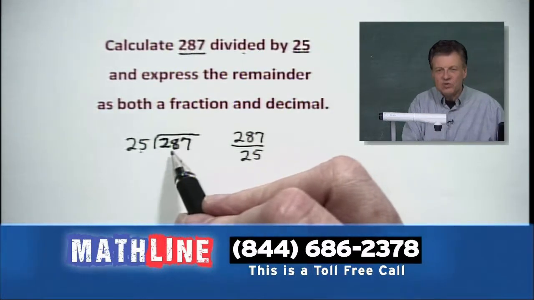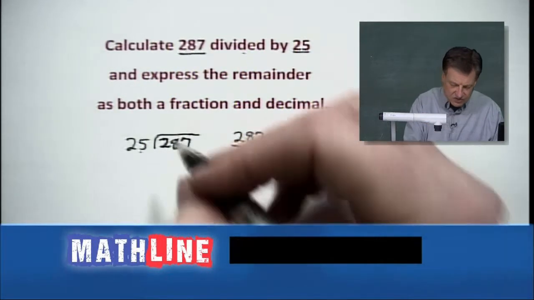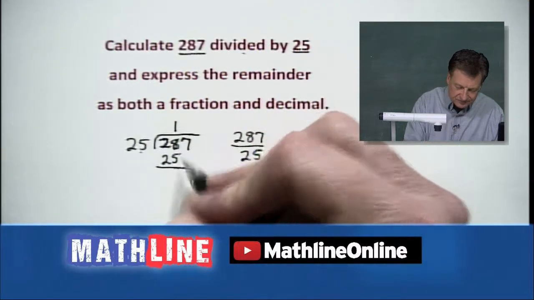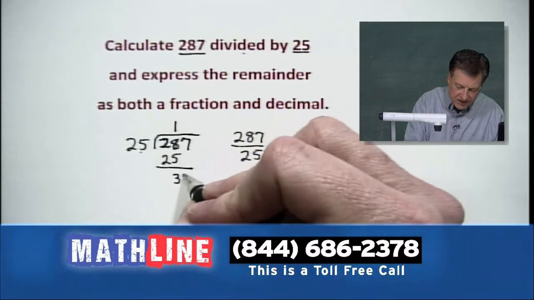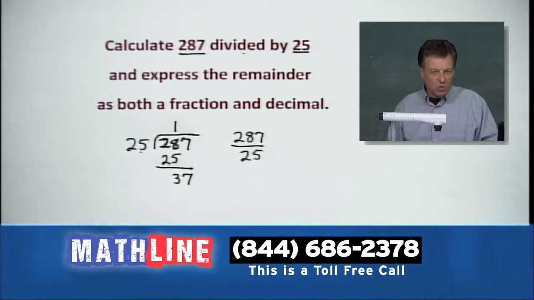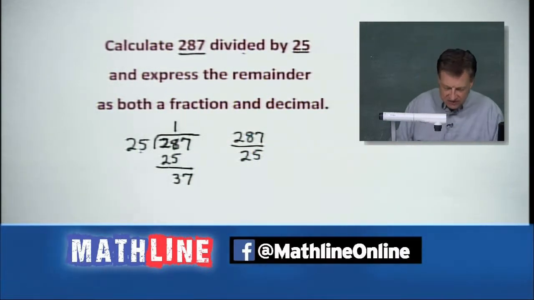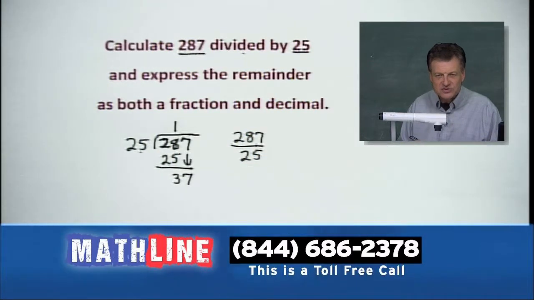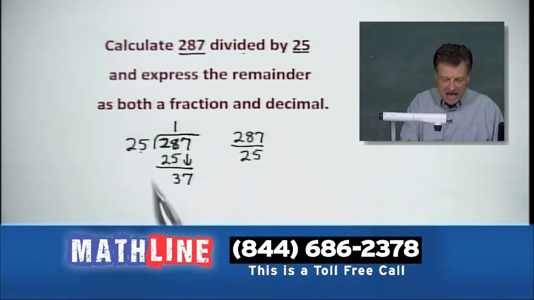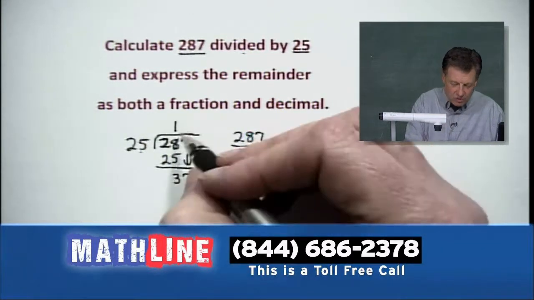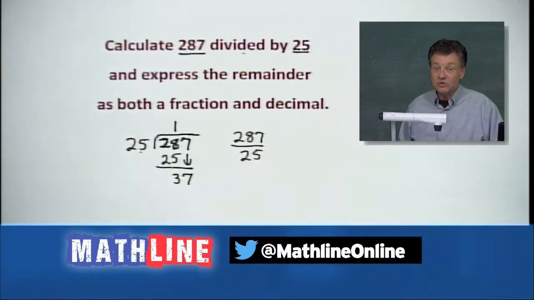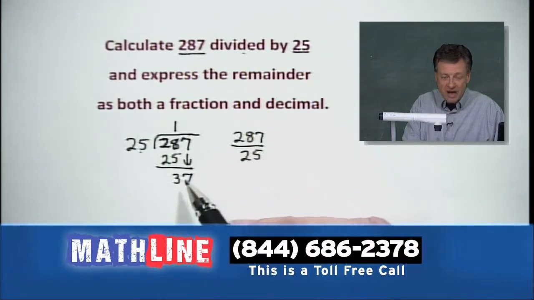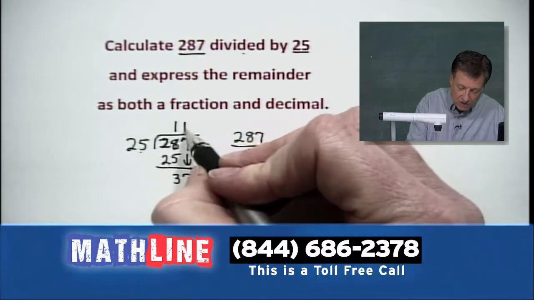I have 25 going into 287. It's going to give us one time there, 25. And I get 37 left over, which is going to work for me pretty nicely. Now, why did I get 37? First of all, I subtract and get a 3, and then we bring down the 7. You got it, right? Now let's take a look at our next point. We're going to put a 1 there. Why? Because that's about all 25 is going to do. If I do 25 times 2, I'm at 50. Too high, too big. So let's put a 1 right in there.